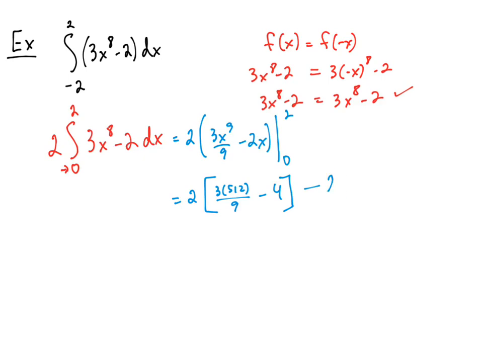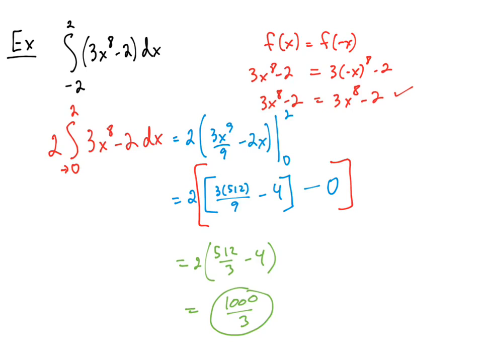Okay, so I could put a 2 in both positions like this, or we could use another set of grouping symbols and just multiply by 2 at the end. So evaluating this expression, we're going to have 512 over 3 minus 4 times 2, and we end up with 1000 over 3. Okay, so that's the value of that definite integral.